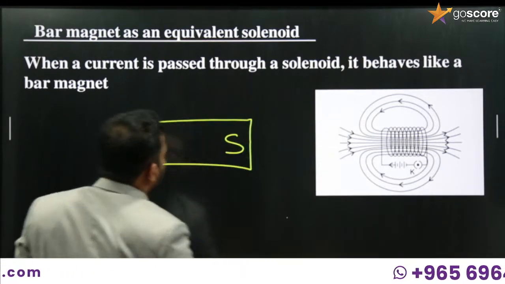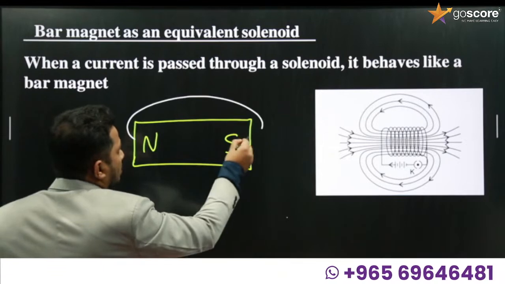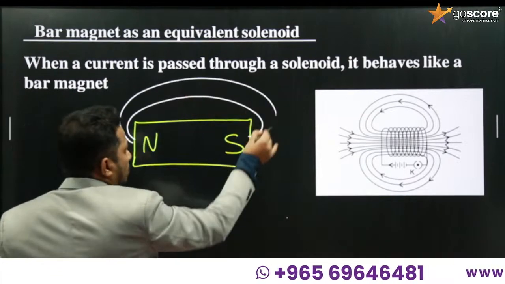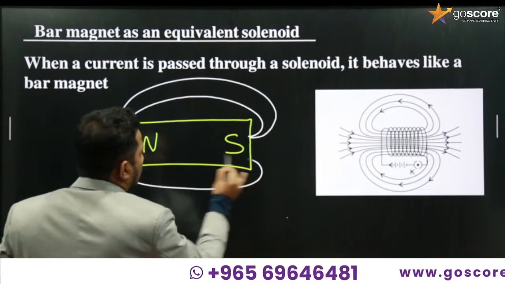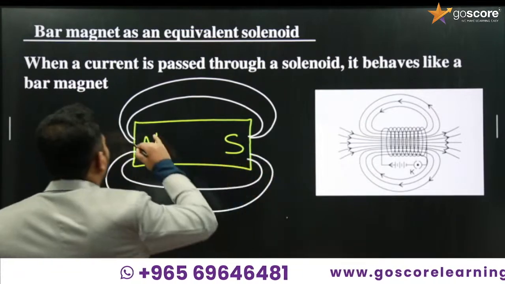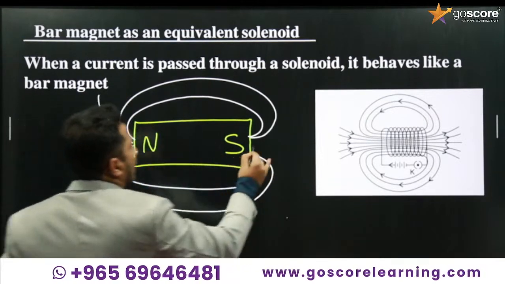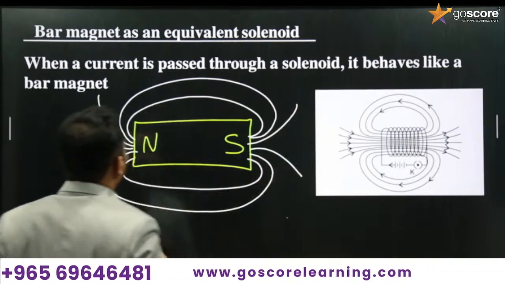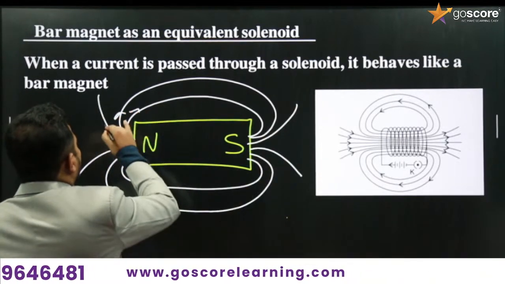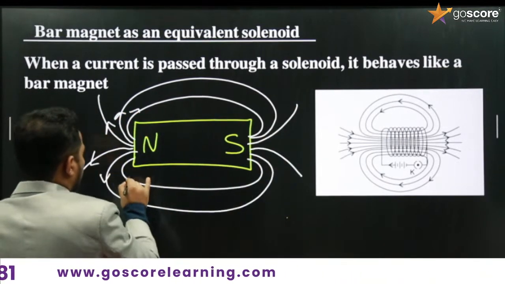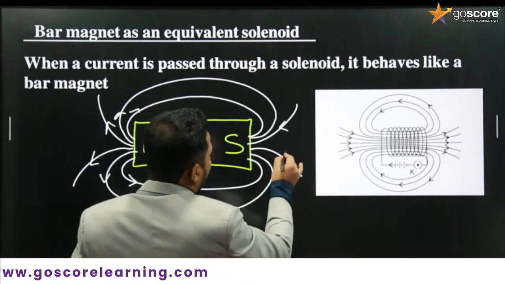Starting from the north pole, ends in the south pole, right? So this is the representation of the magnetic field lines of a bar magnet. Of a bar magnet, it will be like this.